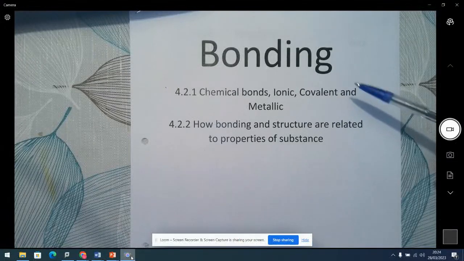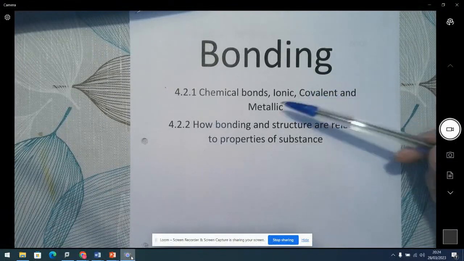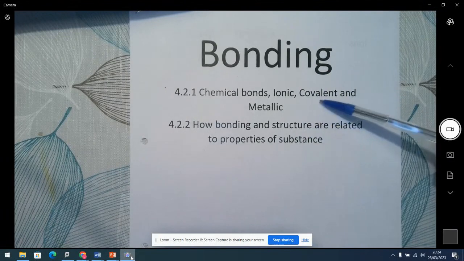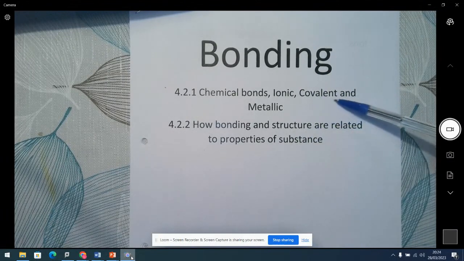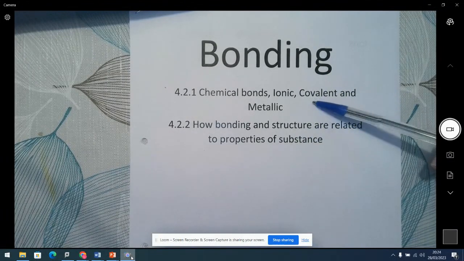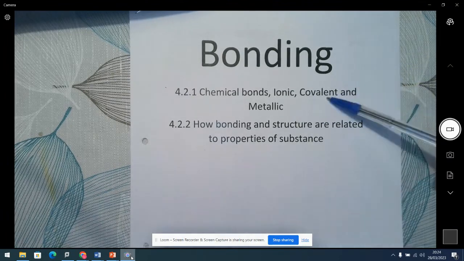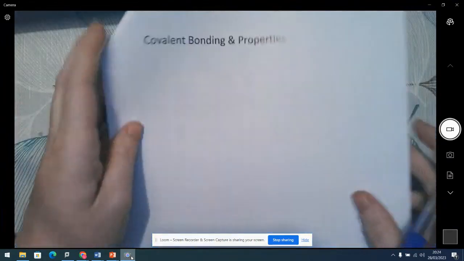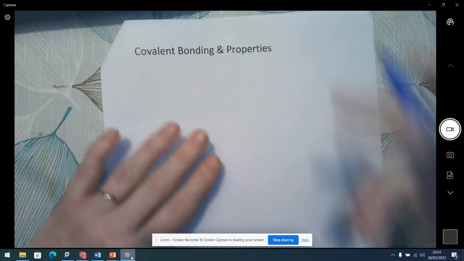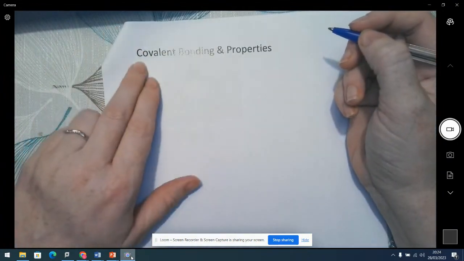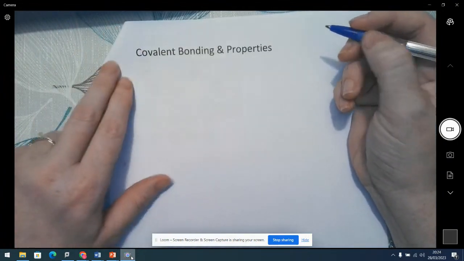This video is going to look at the second in the 3 videos that goes with bonding, and we're going to look at covalent bonding. We're going to look at simple covalent structures, and we're also going to look at giant covalent structures. So what I need you to do is turn to this page here, which says covalent bonding and properties.